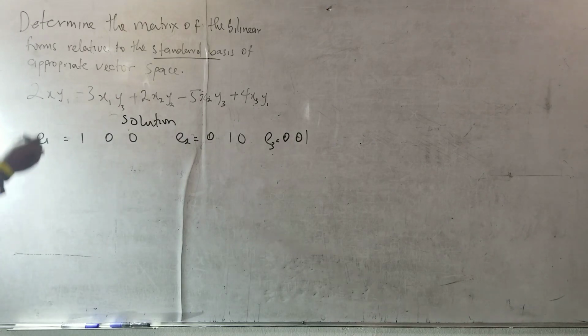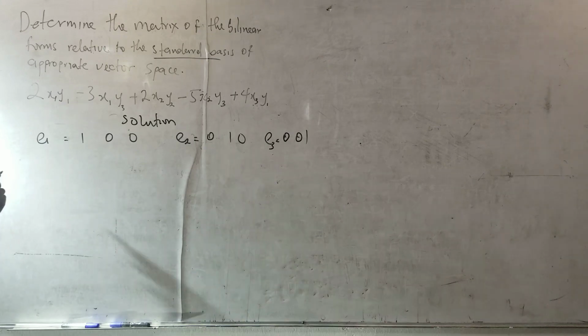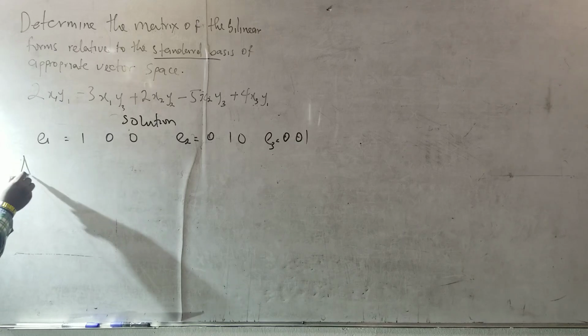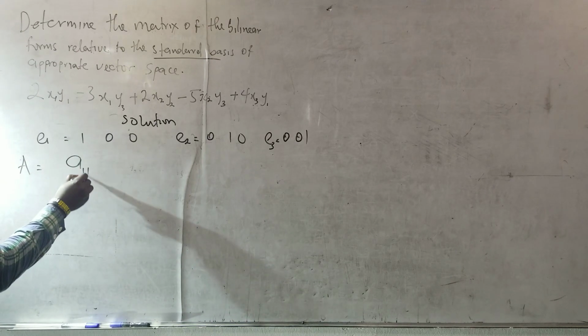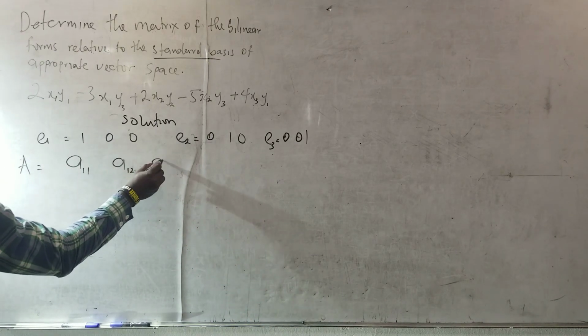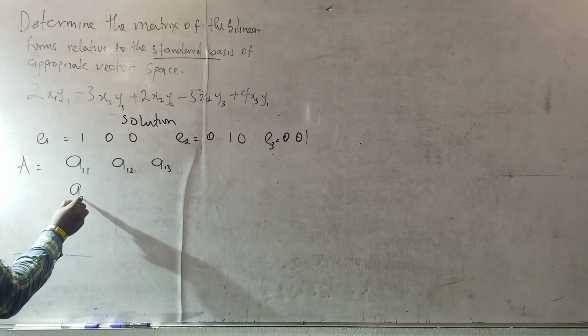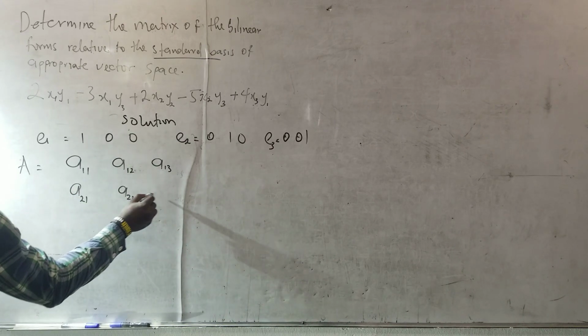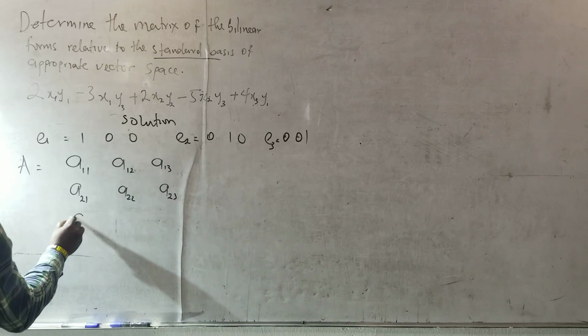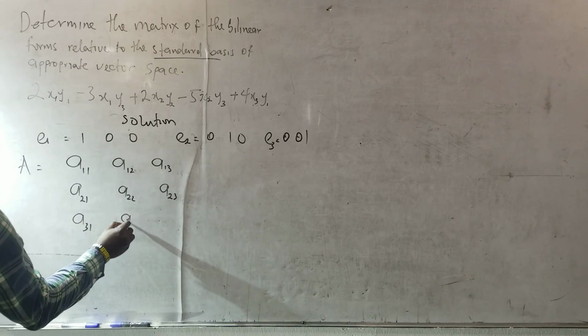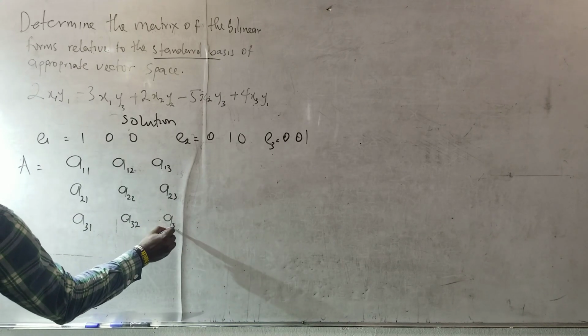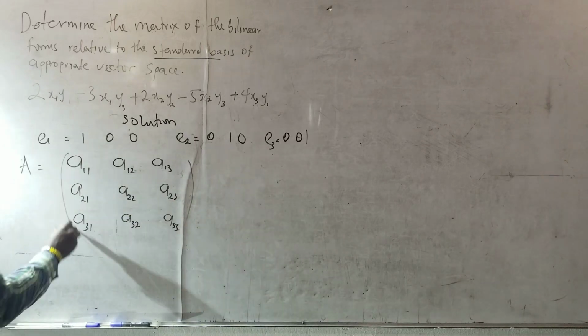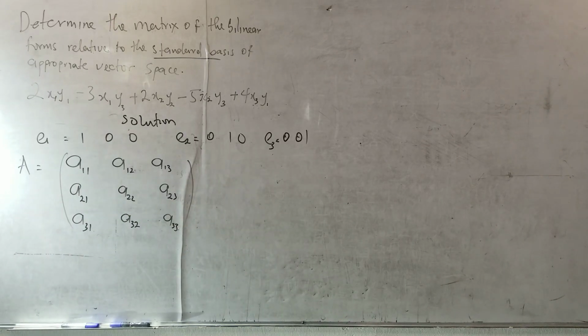Now, for you to have x1, y1 here, what will come to your mind is the matrix we are to form. My A will be equal to A11, A12, A13, A21, A22, A23, A31, A32, and A33. That is what will come to your mind. Take note of that. Very, very important.